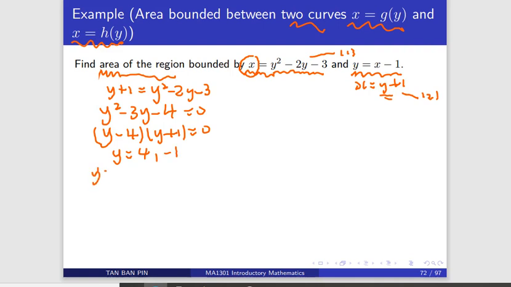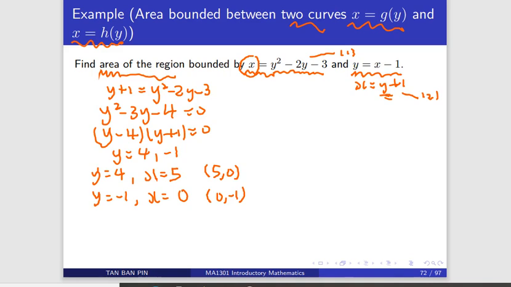When y is 4, you can look for x. x is 4 plus 1, so it's 5. When y is minus 1, x will be minus 1 plus 1, which is 0. So the points of intersection will be (5, 4) and also (0, minus 1).